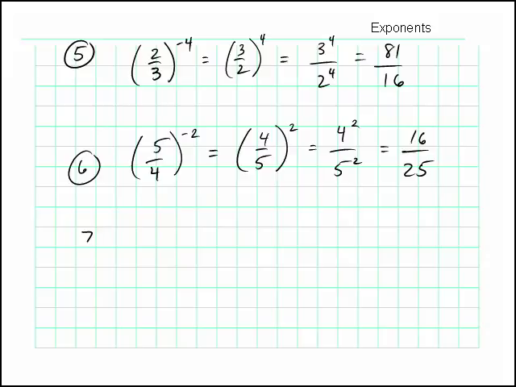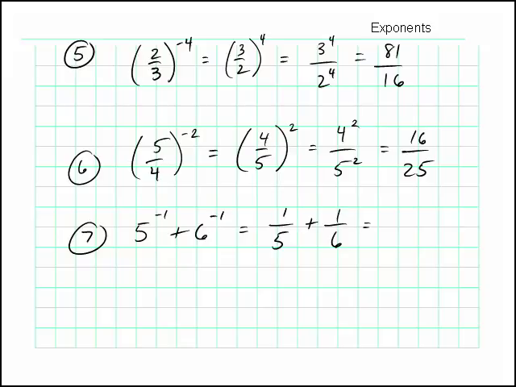Number 7. 5 to the -1 plus 6 to the -1. We learned with our properties of exponents that 5 to the -1 power actually means 1 over 5 to the 1st power. 6 to the -1 means 1 over 6. And so I would just add those fractions together.